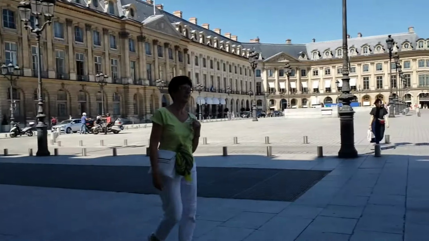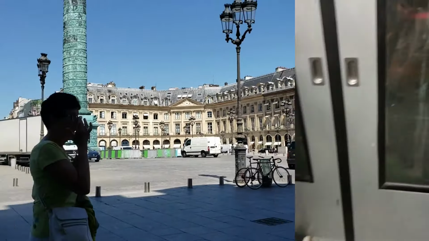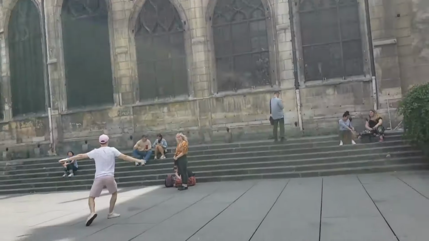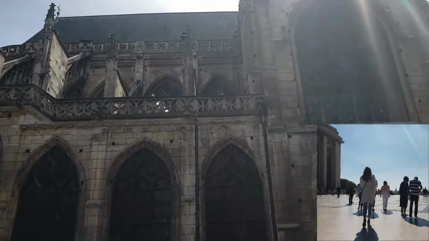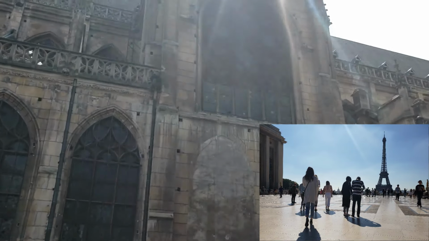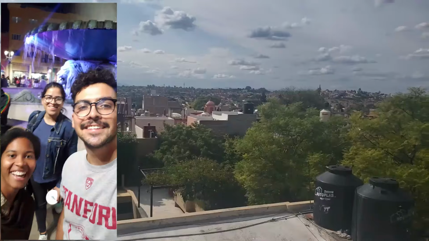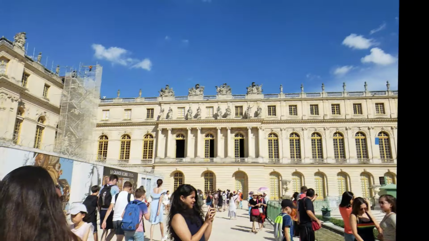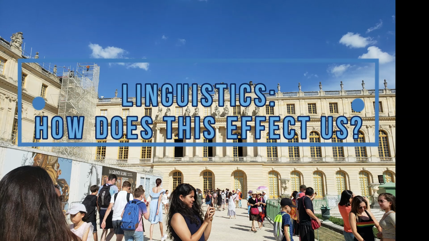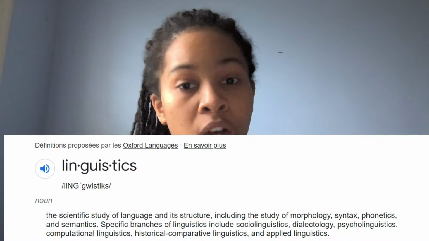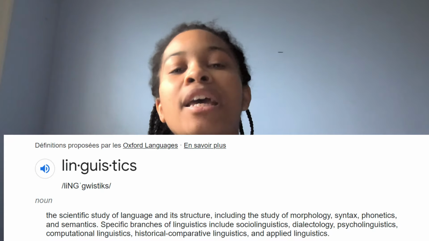I am going to be talking today about what is linguistics and how does that affect us. Linguistics is something that I have considered studying and is a big part of what I do in terms of educating people on foreign languages, of course. And I really first want to start off with talking about what a linguist is not.